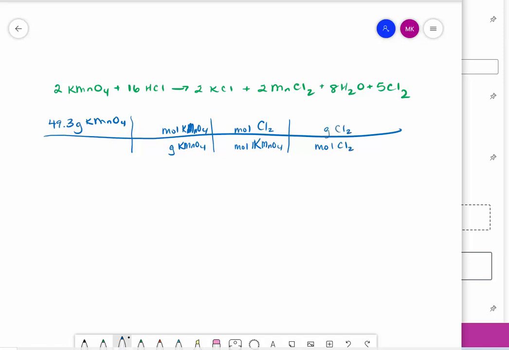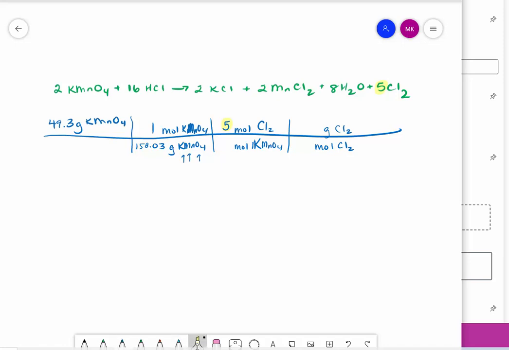So now I can fill in my numbers. 1 mole of potassium permanganate. I look on the periodic table, I look up K, I look up Mn, and I look up O. I multiply O by 4, and I add all those together, and I get 158.03 grams per mole. Now I look at the stoichiometry of my balanced chemical equation. So I need a number here from my equation here. So the 5 goes there.